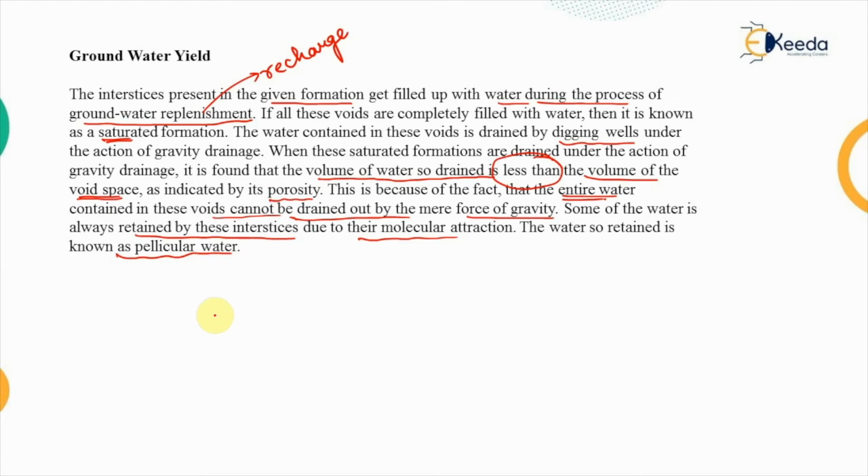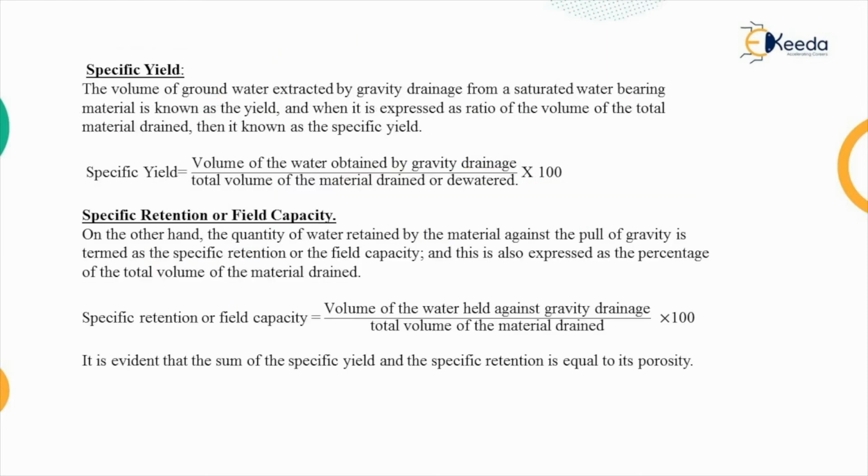So if we look at the structure of the groundwater, there are two types of water available. One which can be extracted directly under the gravitational flow and is known as the gravity water. The other one which cannot be extracted under gravity and is known as the pellicular water.